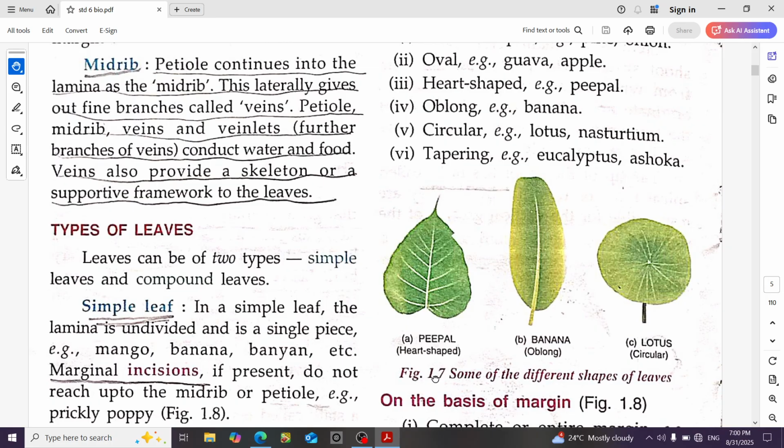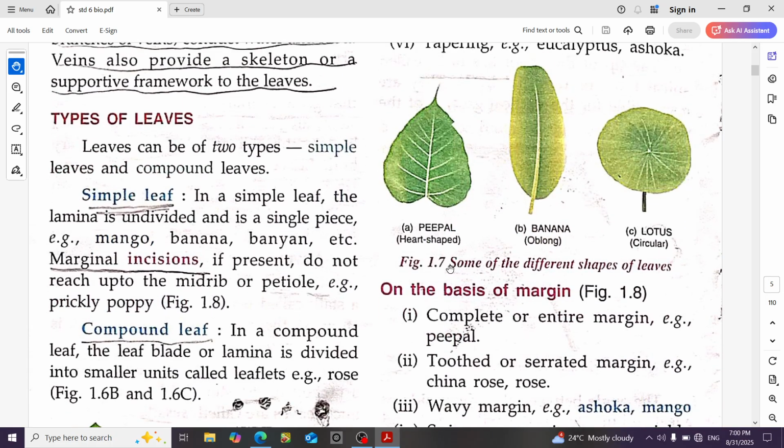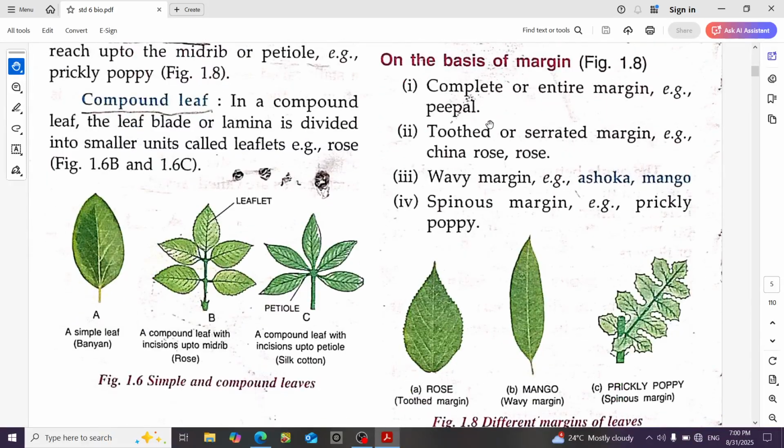Now, types of leaf. There are different types of leaf. First is the simple leaf. Its lamina is undivided, a single piece, like mango, banana, banyan. Marginal incisions, if present, do not reach up to the midrib. And the compound leaf: the lamina is divided into smaller leaflets. Let us see this example here. You can see a simple leaf of banyan, how it looks, and a compound leaf. Incision is there, midrib. Silk cotton is also shown here.